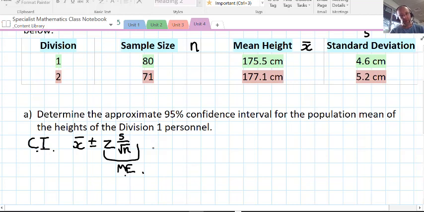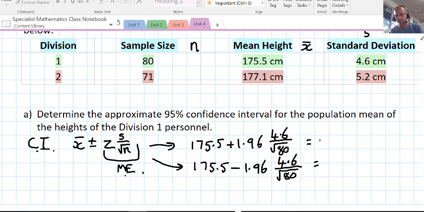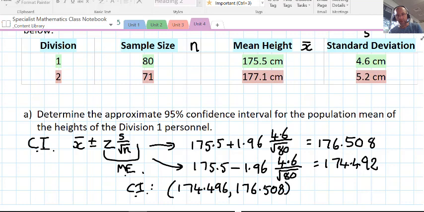And for this case here, we have our confidence intervals. So subbing in and crunching that for the upper end, we get 176.506, to 3 decimal places, or 508. And then we have 174.492, I get. And using technology, we should get the same confidence intervals. So the confidence interval is in parentheses there.